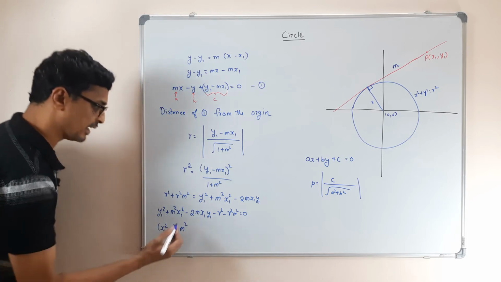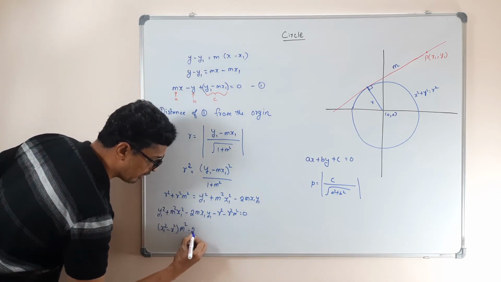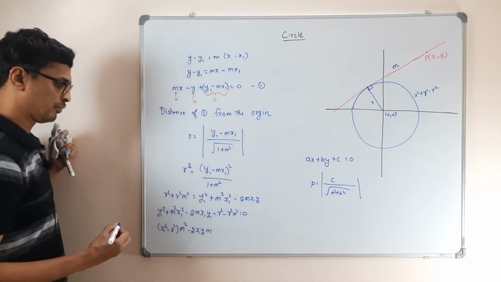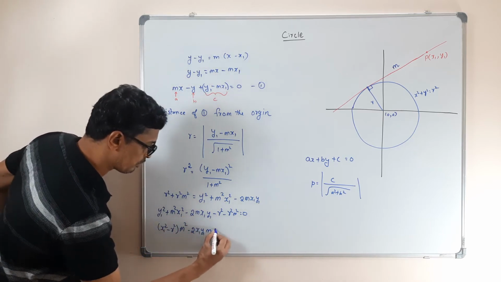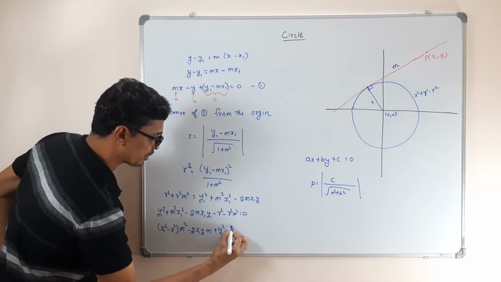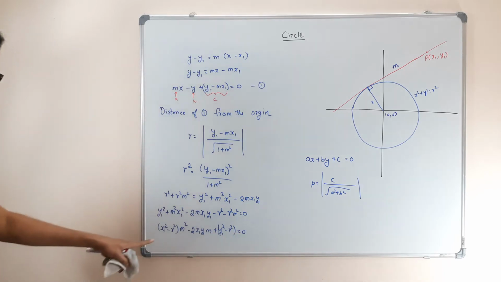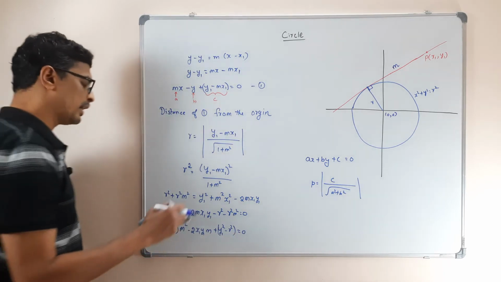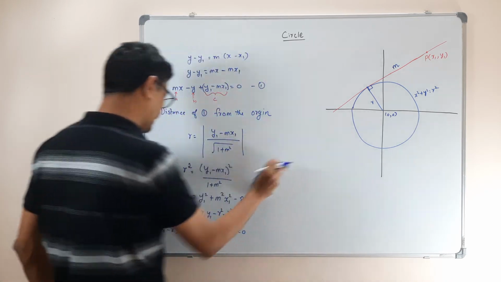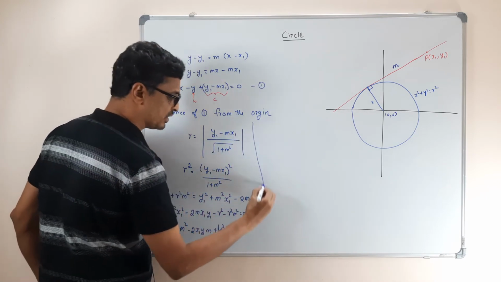Now tell me, what is the m term? Minus 2 x1 y1 m. Plus y1 square minus r square. Is anything left over? No. So now you can find the slope of it. What will be your m? It is a quadratic equation in m.